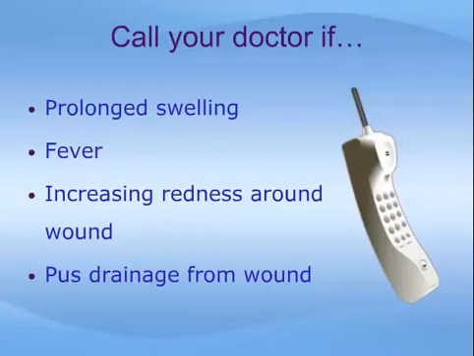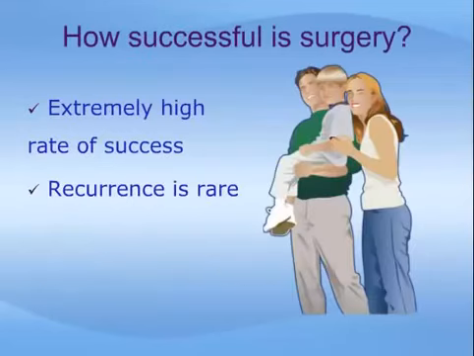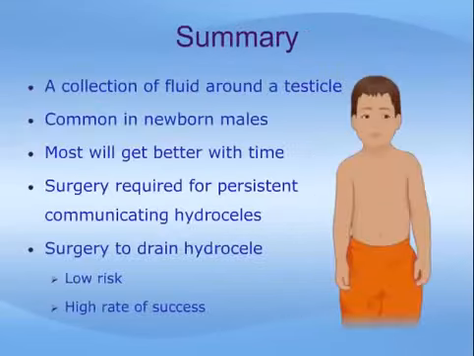In summary, a hydrocele is a collection of fluid in the scrotum around a testicle. It is common in newborn males, but most are non-communicating hydroceles, which will go away as the child grows. Surgical treatment is required for communicating ones that have not resolved by age 1 to 2. Hydrocele repair is a simple outpatient procedure with low risk and a high success rate.